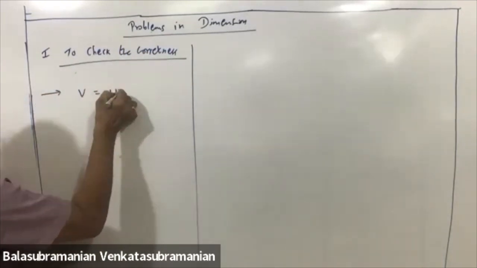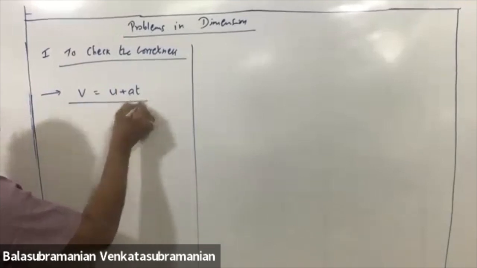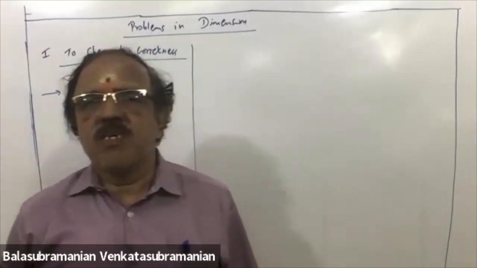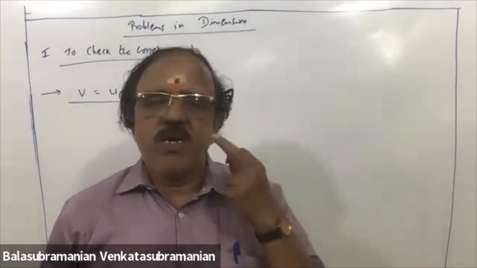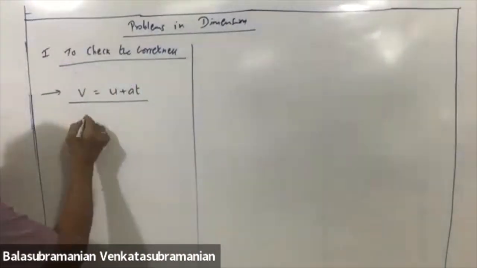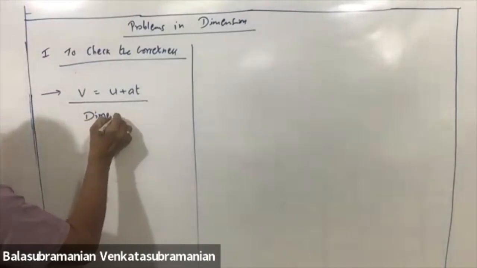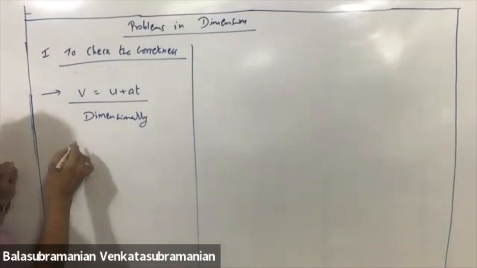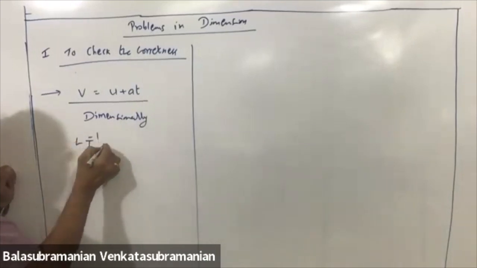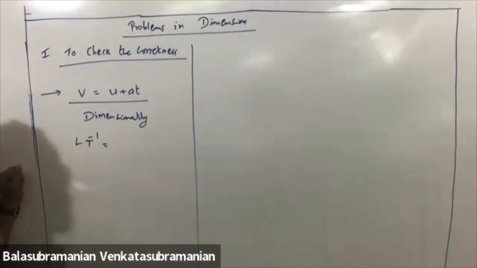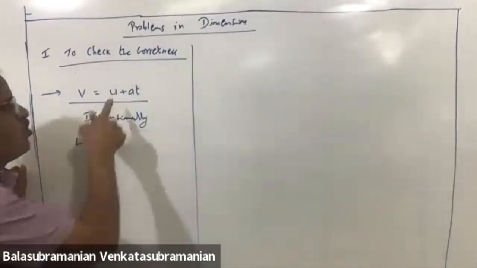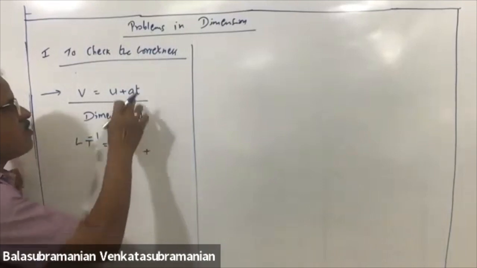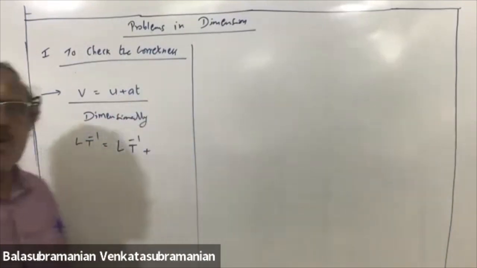V is equal to U plus AT. We will take up this equation. Using dimensional method, whether it is correct or not, we can find out. Dimensionally, V is the velocity. Dimensional formula LT power minus 1. U, that is also velocity. LT power minus 1. A, that is called acceleration.